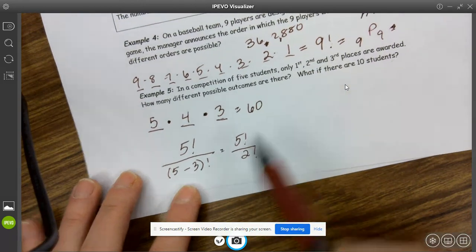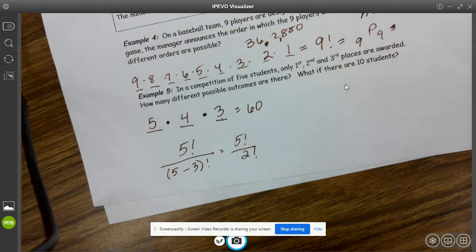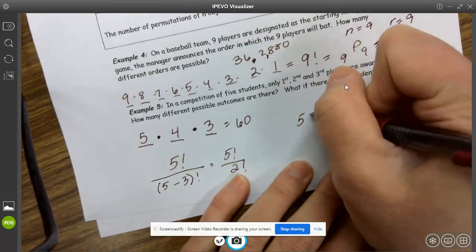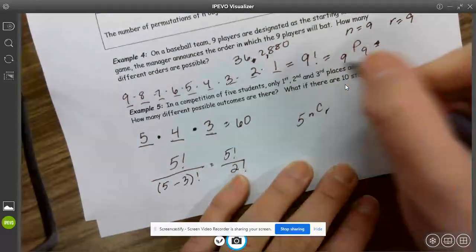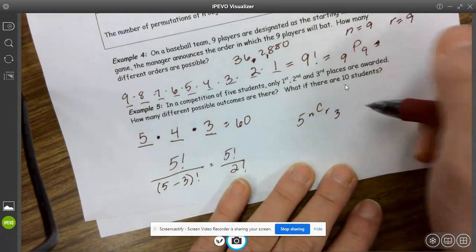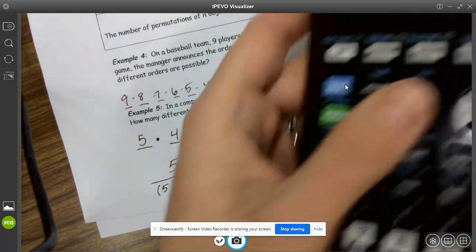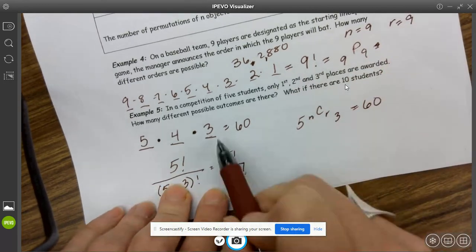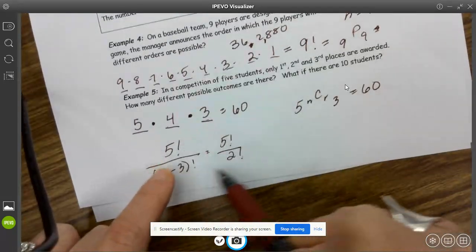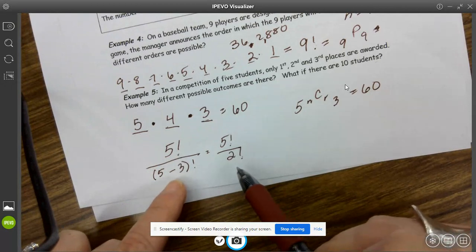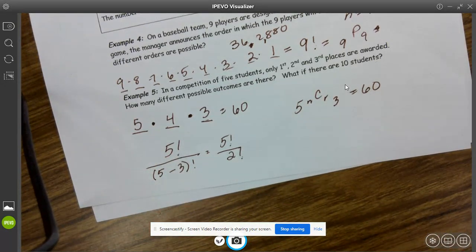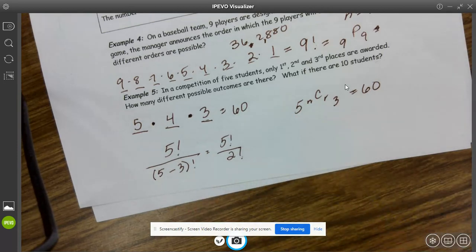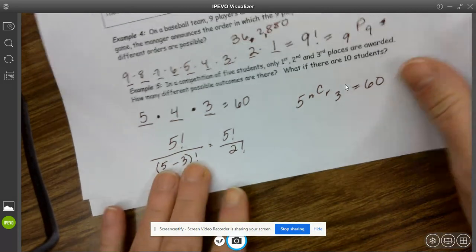Now, if you're like, this is confusing to me, that's okay. Just focus on this or use the formula 5 NCR, you're taking 3. You will get the same numbers every time because here you're removing that 2 factorial. If you're like, this is confusing, why are we doing it? Because as you get into higher math and as you get into probability and statistics, knowing where these come from will help you immensely. Okay.